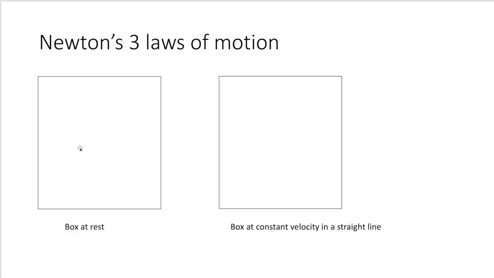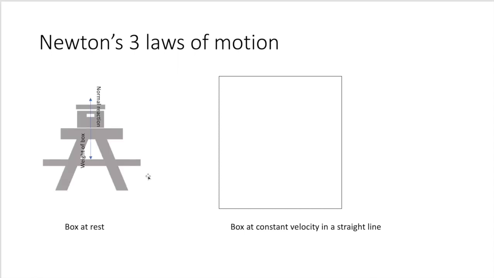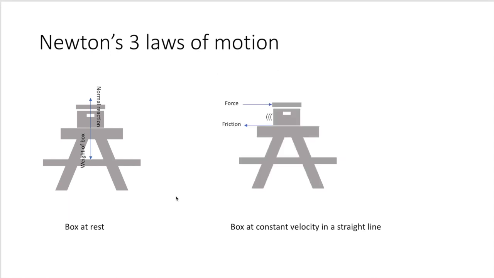So take this book for example. If it's at rest, the weight goes downwards, normal reaction goes upwards, everything's balanced, it stays in that spot, it does not move. Or if you are sliding it, the amount of force forward will match the frictional force backward, and it will travel in a straight line at constant velocity. It is also known as the law of inertia. This first law is where forces are balanced.